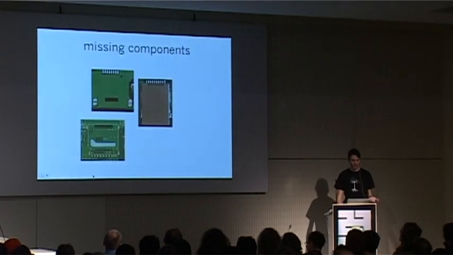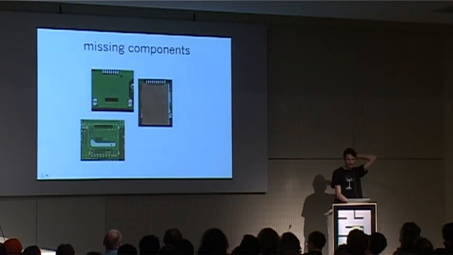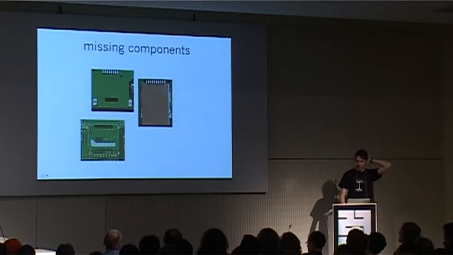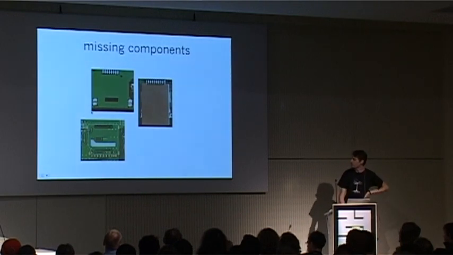Missing components can be interesting to look at. Here we have what I think is probably an RJ45 connector missing. Here we have an SD card slot missing, just on the basis of the white outline that you see, which is for an SD card slot.